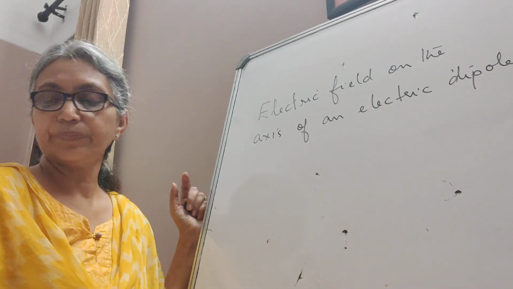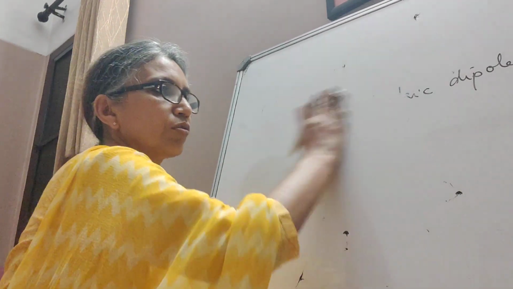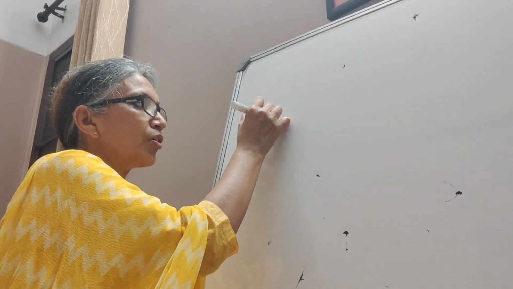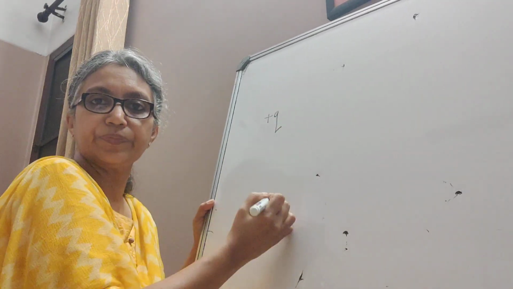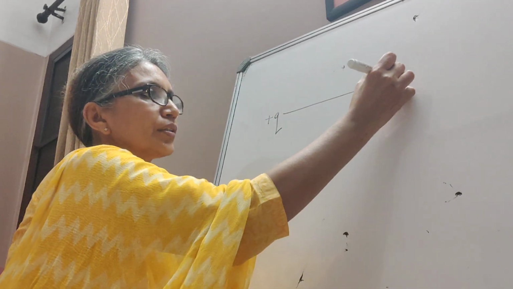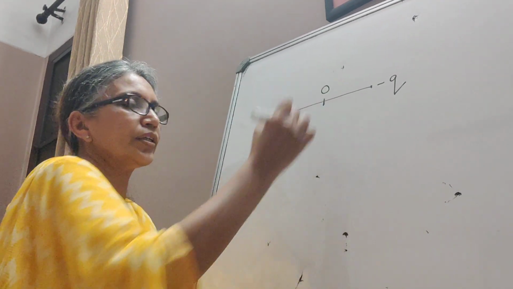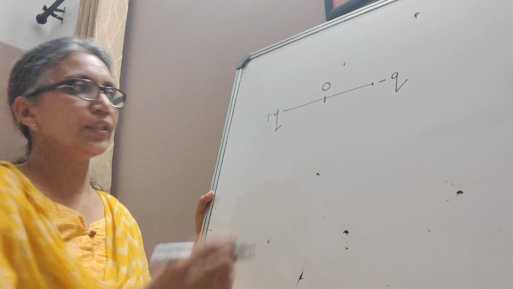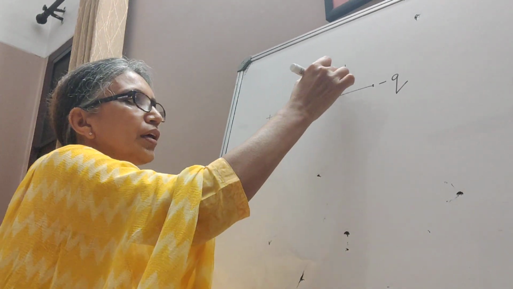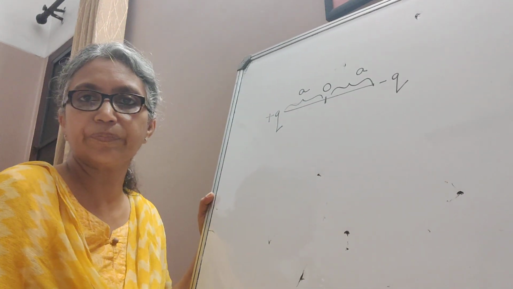So this is what we're going to do, and for that please look into the figure in your notebook, in your printed notes that I've sent you. I have placed a positive Q here, and then at a distance 2A I have marked a negative Q. I have marked the center of the dipole as O, which means if this distance is A, then this half also will be another A, because the total distance we know is 2A.